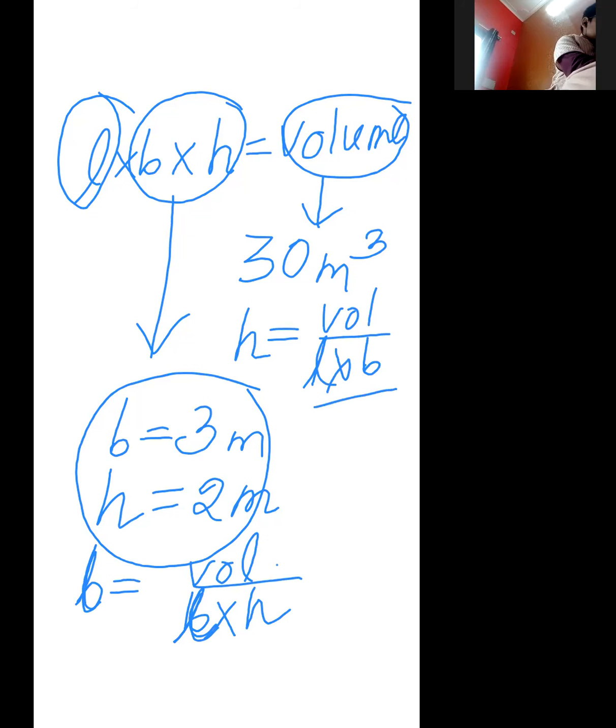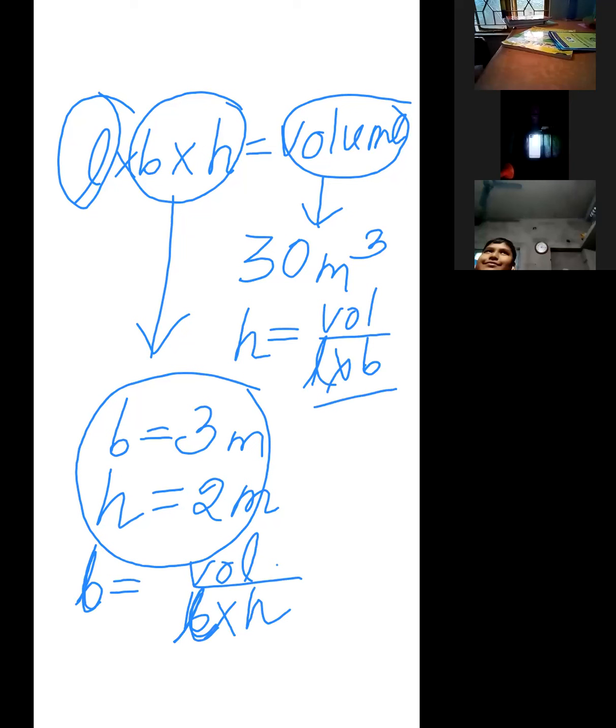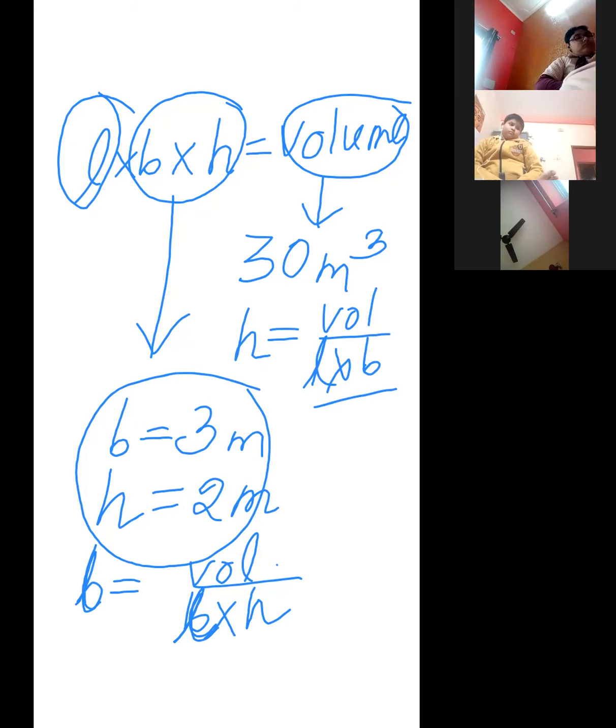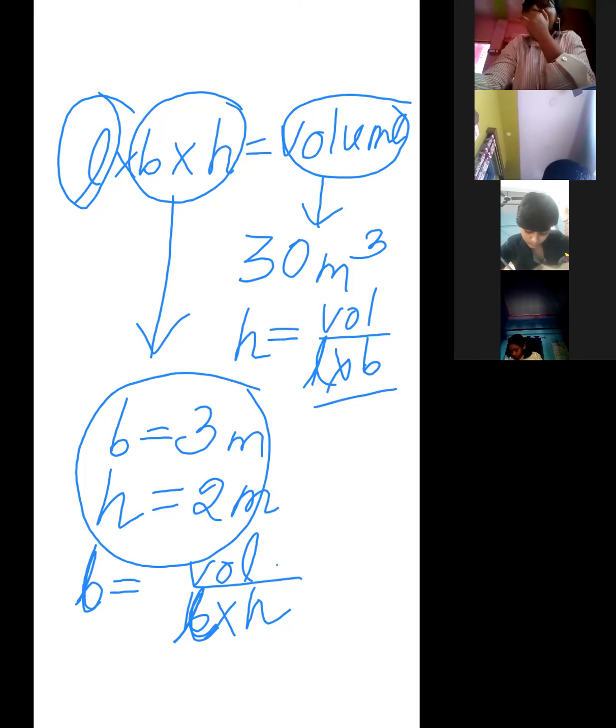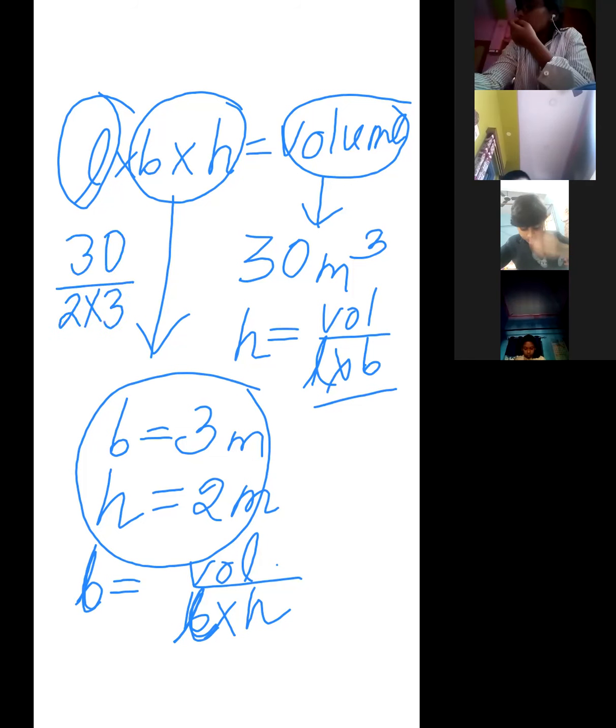Ashmita, Soham, Ujan, Uyashi, ask the question. Can I tell the answer? Now tell me the answer. 30 divided by 5. 2 into 3 or 5, exactly.